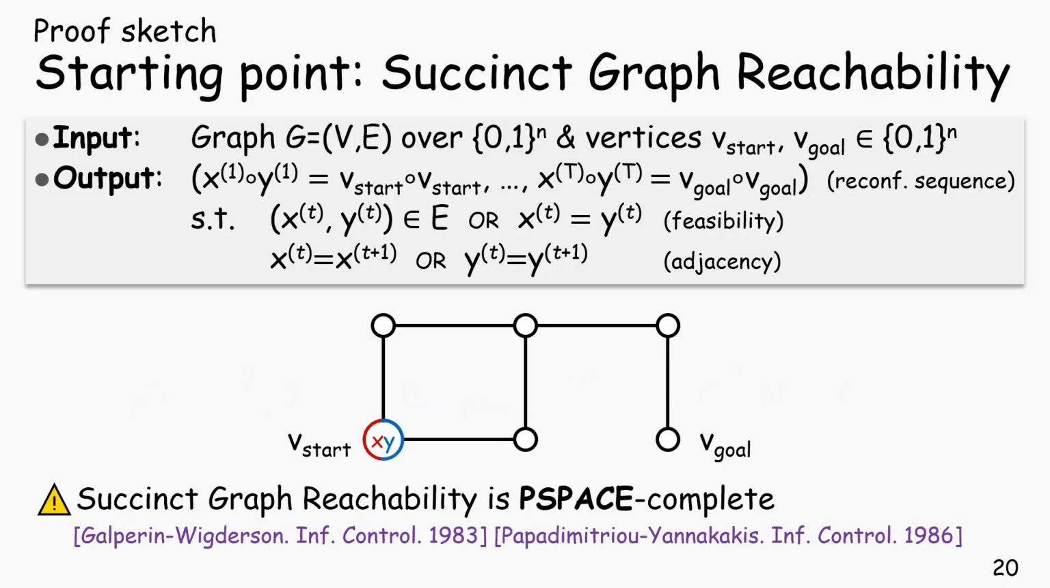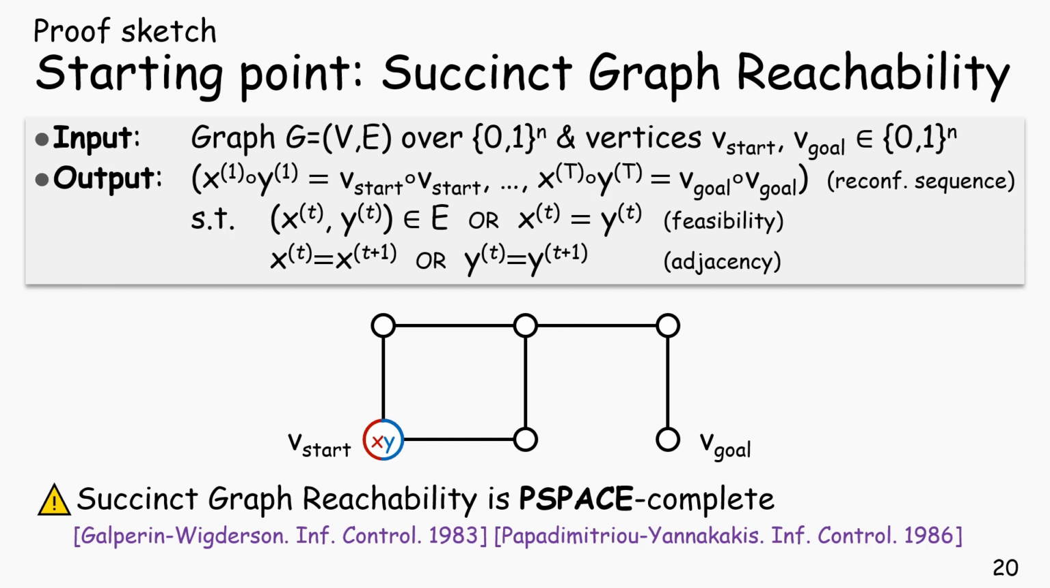In the remainder of this talk, I will give a proof sketch of the PCRP theorem. Our starting point is a problem called succinct graph reachability. In succinct graph reachability, we are given an exponentially large graph and its two vertices, v start and v goal. Then, we are required to find a reconfiguration sequence of edges from the self-loop at v start to the self-loop at v goal. Each pair of adjacent edges in the reconfiguration sequence must be adjacent in graph G. And this problem is known to be PSPACE-complete.